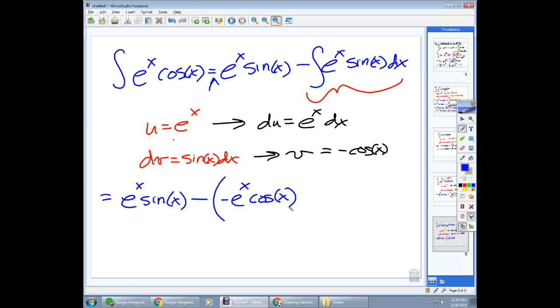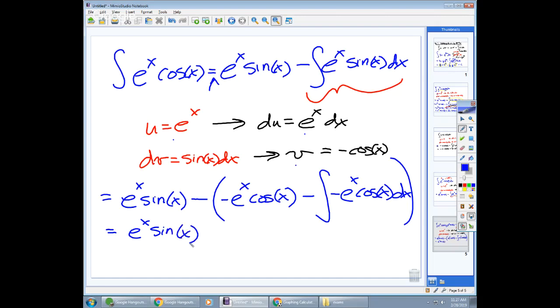Integration by parts formula says minus comes next. Integral of v du. So I've got another negative inside there, e to the x cosine of x dx. Okay, cleaning up. e to the x sine of x minus a negative, so that's a plus e to the x cosine of x.